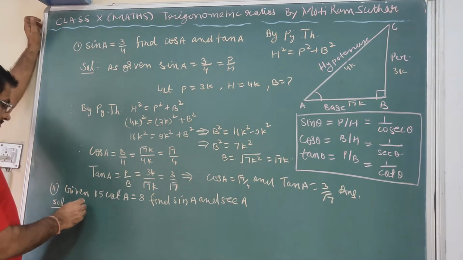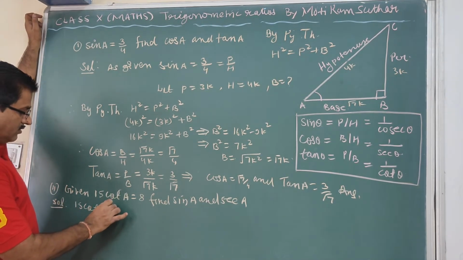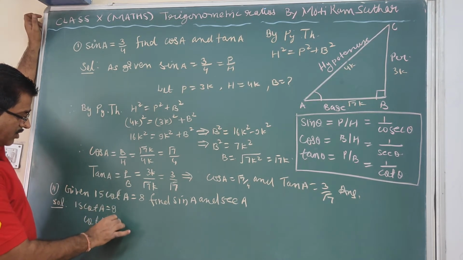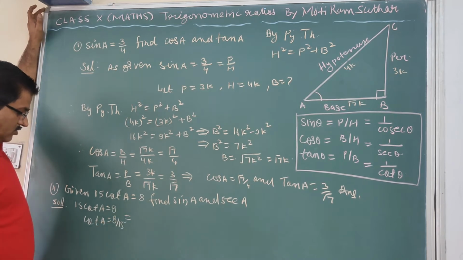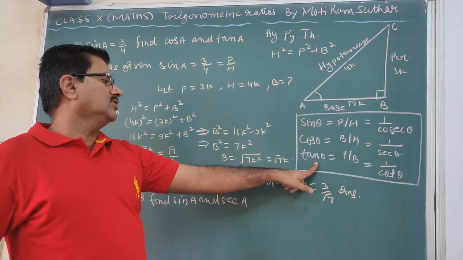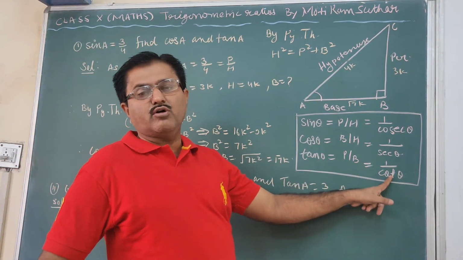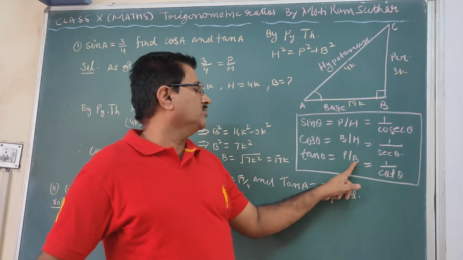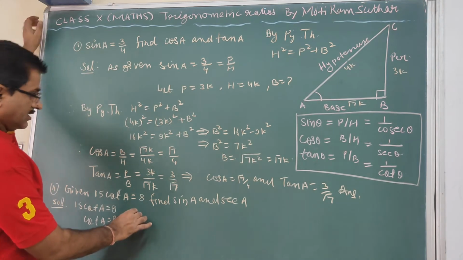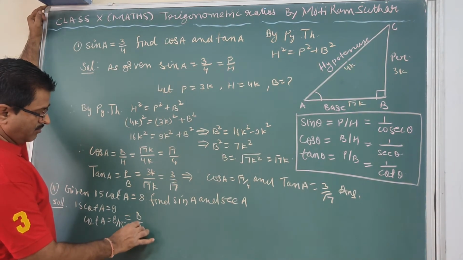So what we get? 15 cot A is equal to 8. So cot A is 8 upon 15. Now we know the formula of cot. Tan theta is perpendicular upon base, but cot is the reciprocal of tan. It means cot theta will be base upon perpendicular. So cot is given, that is base upon perpendicular.